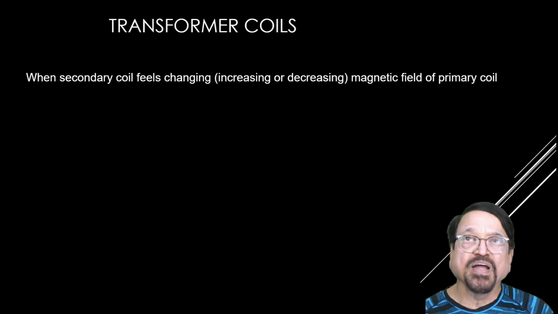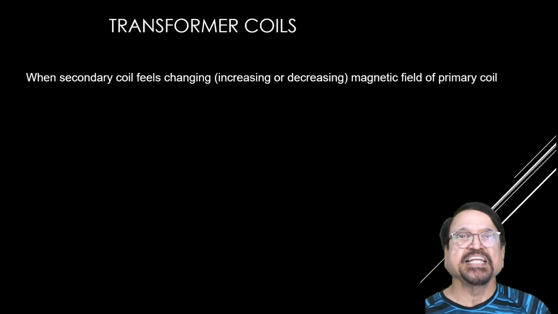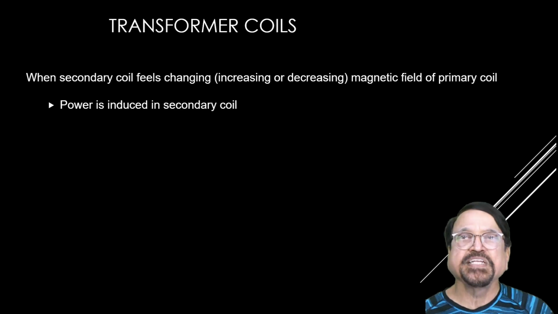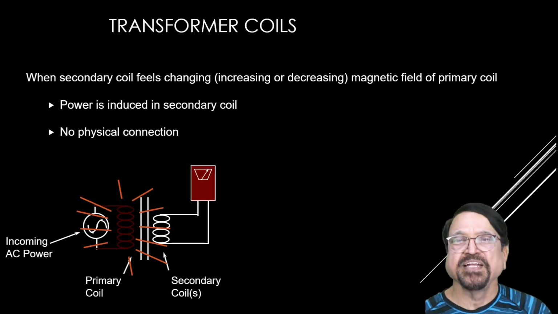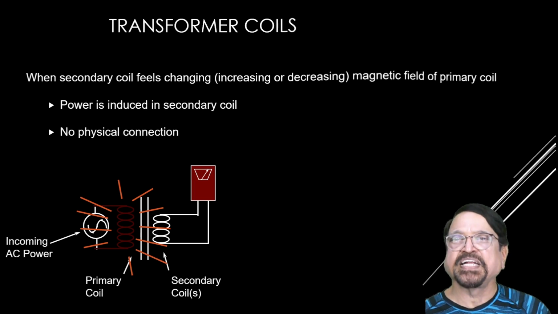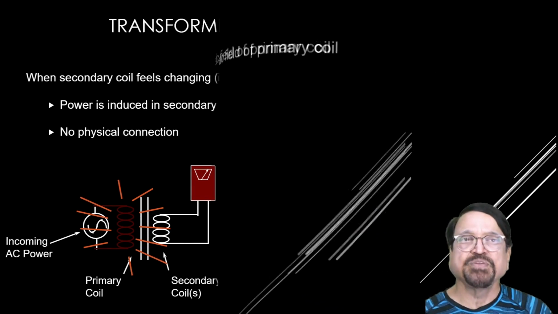When the secondary coil feels the increasing or decreasing magnetic field of the primary coil, power is induced in the secondary coil. There is no physical connection, still power is induced by the electromagnetic property. In the first, electricity converts into magnetism. In the second, magnetism gets converted into electricity. That's how it works.